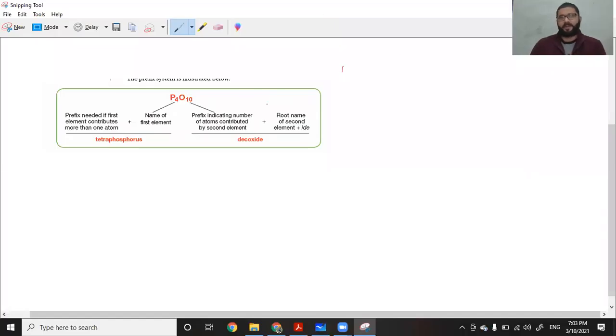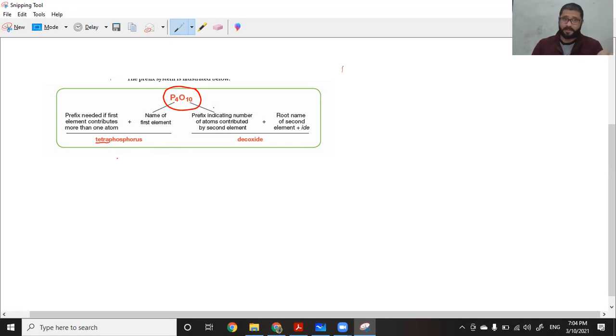Dear student, if we have a compound like this one, P4O10, you can see that for the first element, there are 4 phosphorus and 10 oxygen. So if we have this sort of molecular compound, can we use the prefixes for the first element? The answer is yes. Prefix needed if the first element contributes more than 1 atom. So the name of the first element is phosphorus, and there are 4 phosphorus over there. So we can say tetraphosphorus, where tetra means 4.